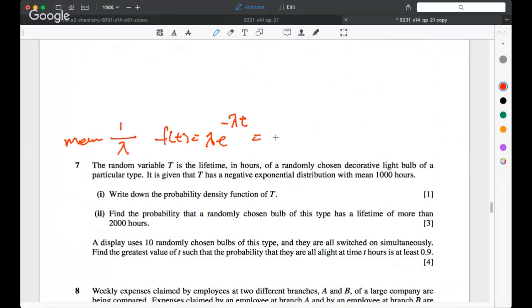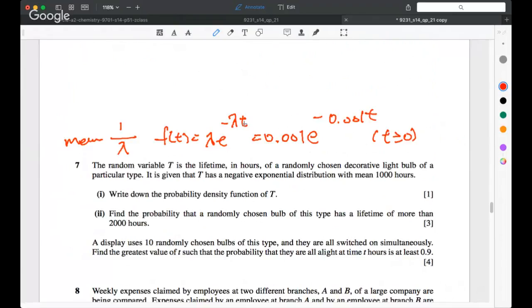and substituting the value of lambda, we will have 0.001 e to the minus 0.001 t, which is the form of a negative exponential distribution. And this is only valid for t greater or equal to 0. And when t is less than 0, the probability density function is just 0.